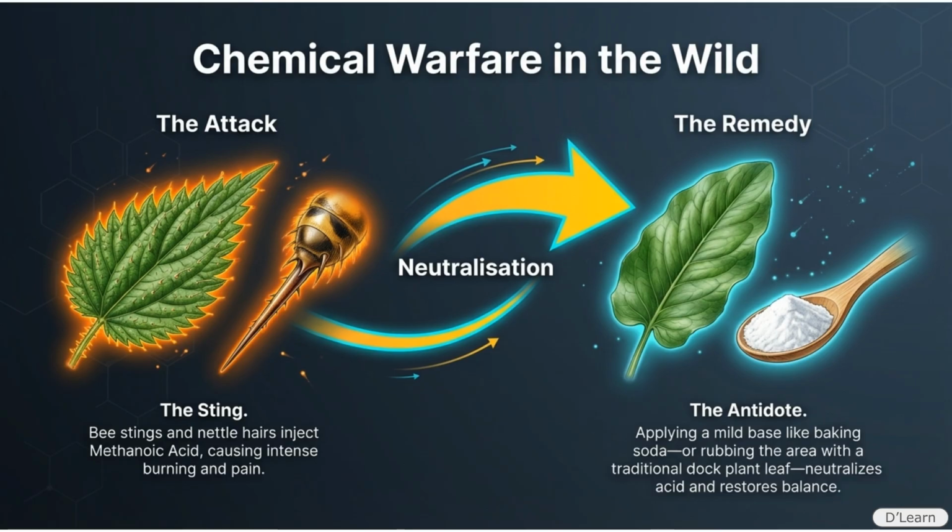In the wild, nature uses neutralization as a defense. Bee stings and nettle hairs inject methanoic acid. The antidote is a mild base, like baking soda or a dock leaf, which neutralizes the acid and relieves pain.